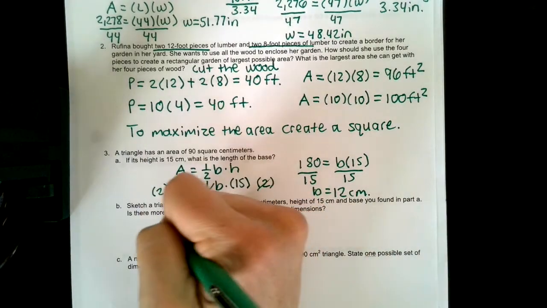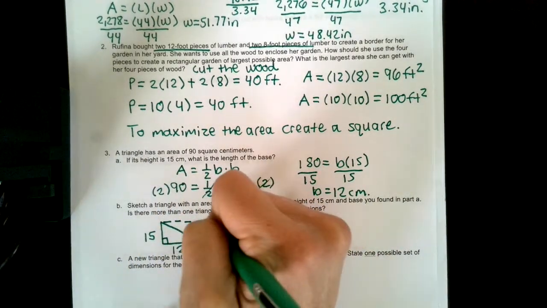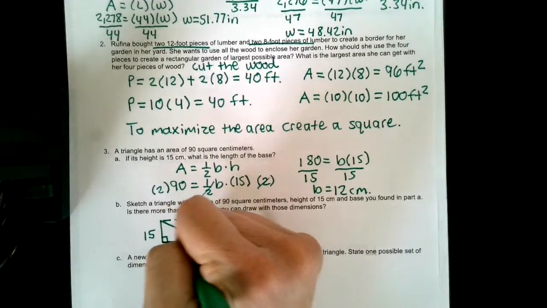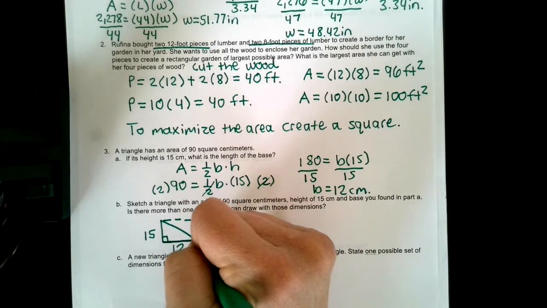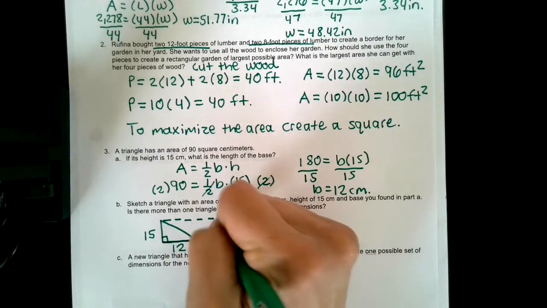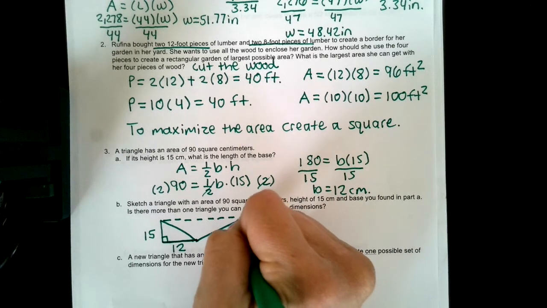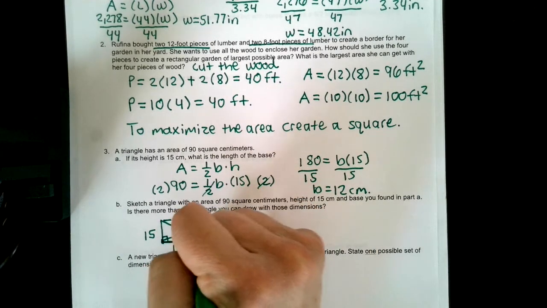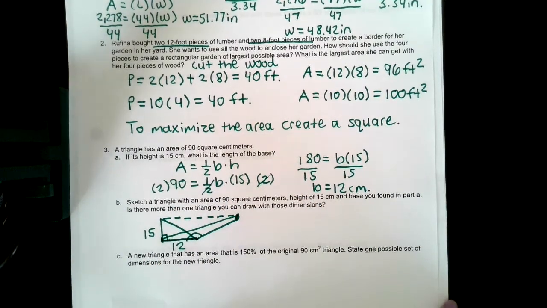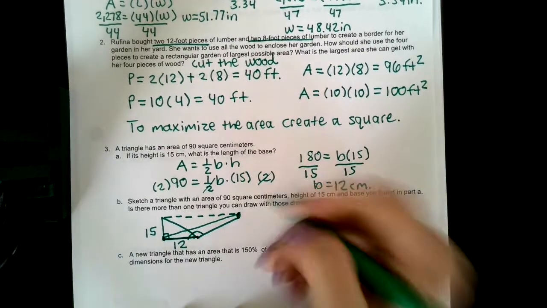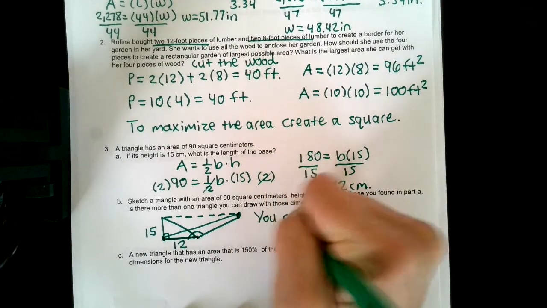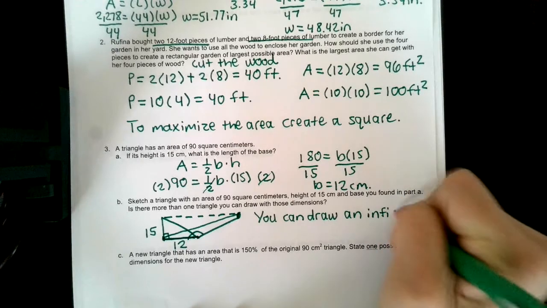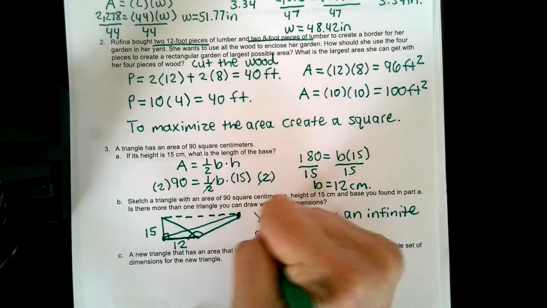Another way I can draw this triangle, as long as I don't go above my apex and I don't go higher than 15 for my height, I can still have a base of 12, but I can extend my angle out even longer and wider, and I can create a triangle that is much wider of an angle. So in doing this, you can actually draw an infinite amount of triangles. So the answer to the question is you can draw an infinite amount of triangles.